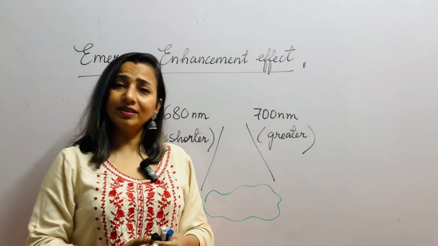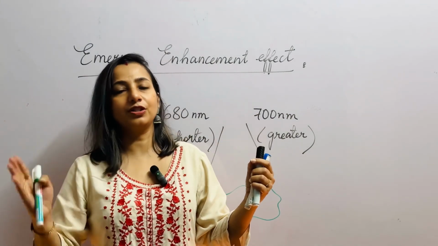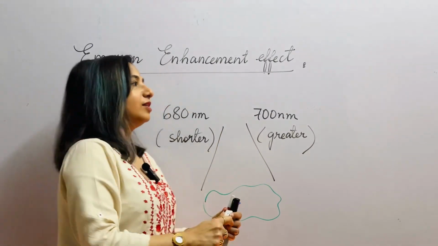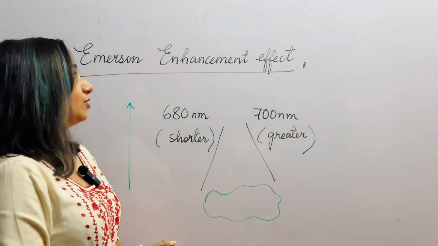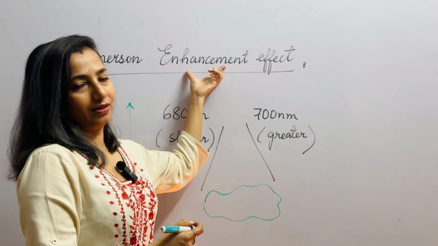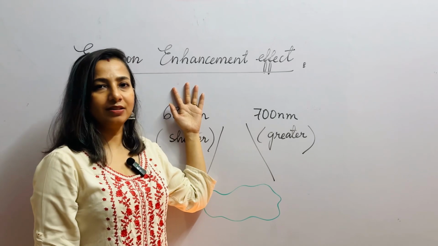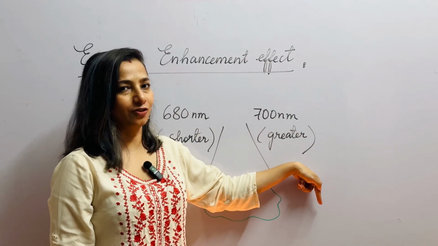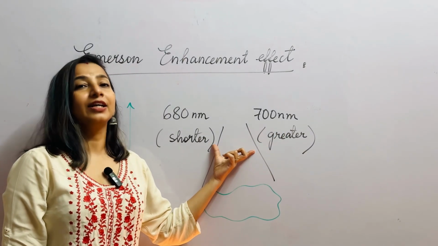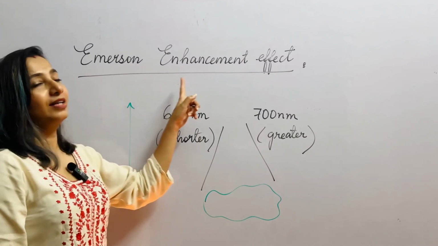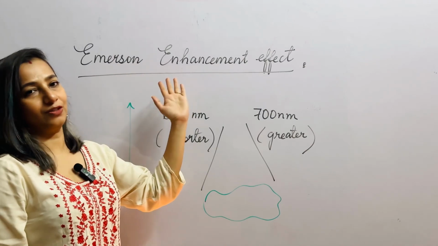Clear? Now he found that when you use both shorter and greater wavelength of light together, there was an increase in the rate of photosynthesis. And he called it what? Enhancement effect. In simple language, if you use only the greater wavelength of light, what happens? Photosynthesis decreases. That is called red drop. And together, if you use shorter and greater wavelength of light, the rate of photosynthesis increases. That is called enhancement effect. And after his name, we call it the Emerson enhancement effect.